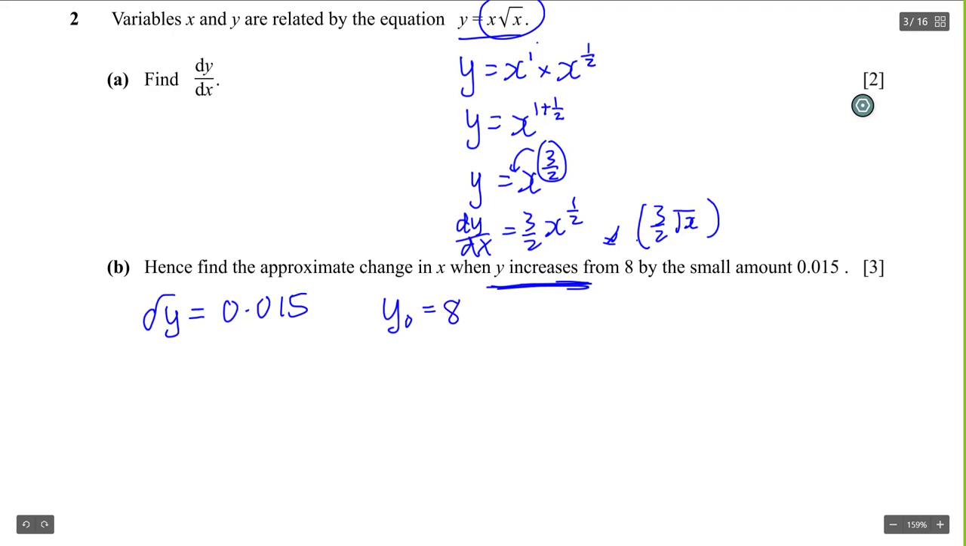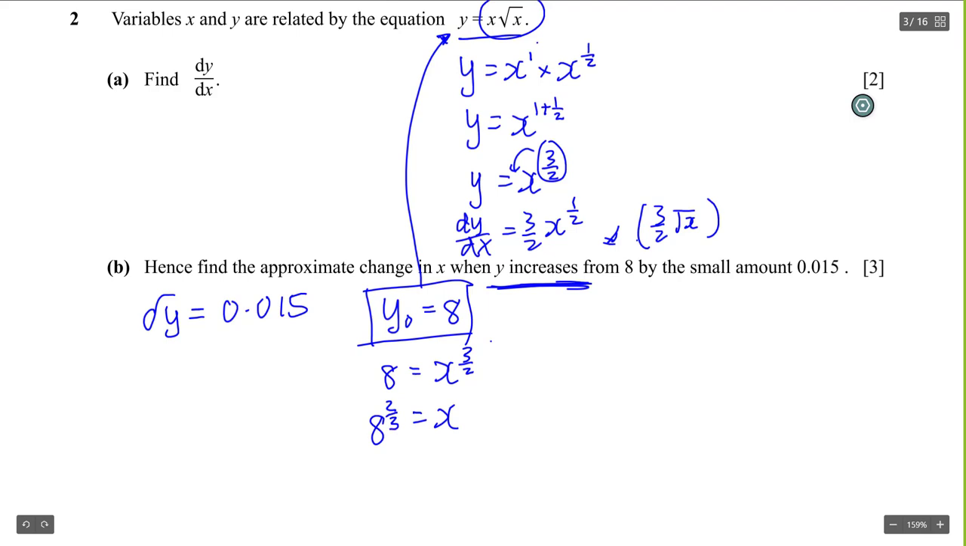Why do we need to know the original value of y? Because we need to find the original value of x by using this one. Because later we will have the dy dx, we need to sub the x value into dy dx. So we need to know the x. So if you know the original y value, you need to sub back into the y here to find out your x. So a equals x power of 3 over 2. So x will equal 8 power of 2 over 3. So x equals 4.